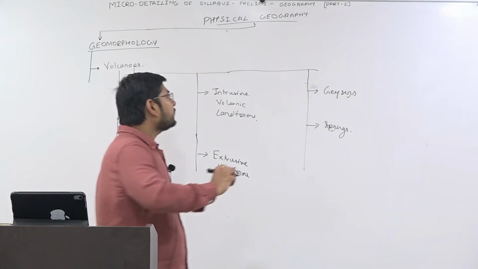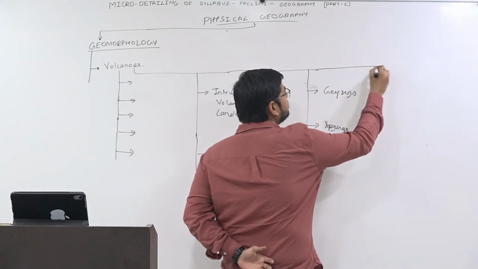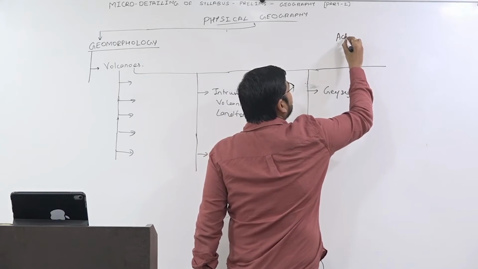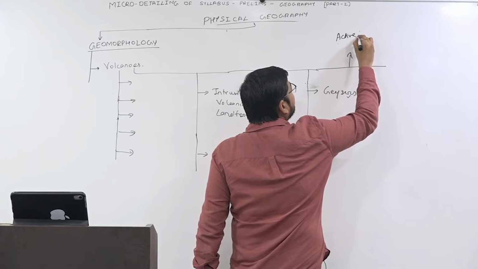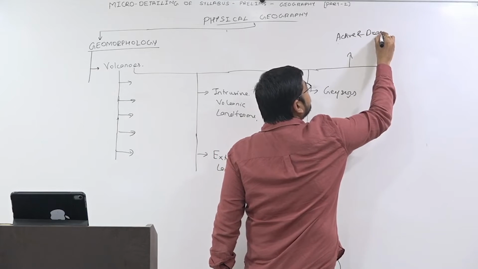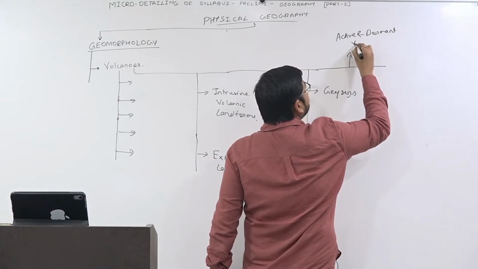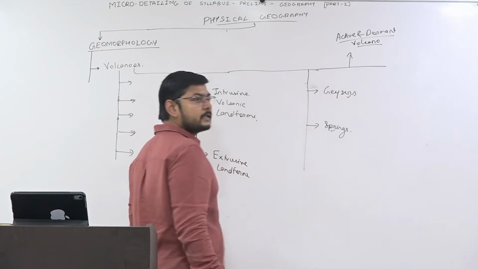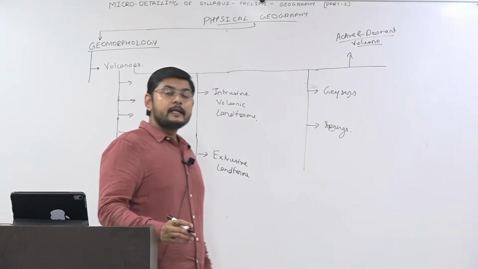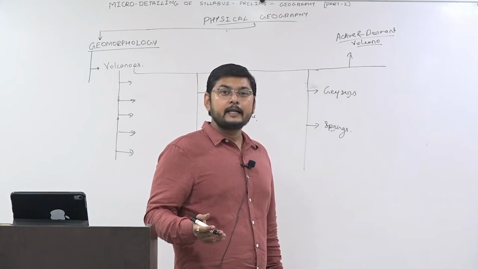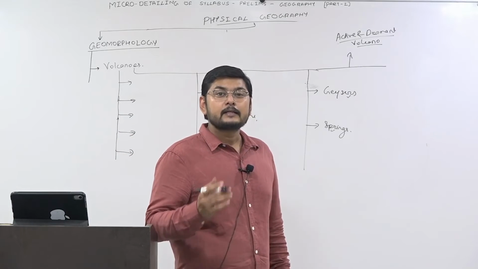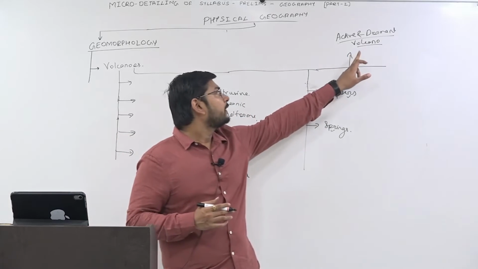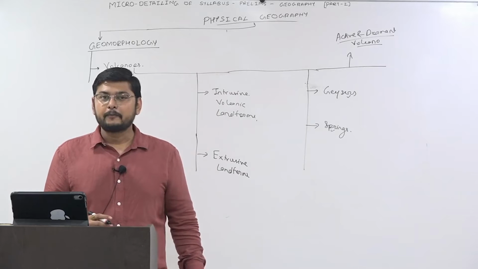Then we'll be looking at the two major types of volcanic activity, that is active volcano and dormant volcano. Active and dormant volcano, what is the difference between them? Does India have a volcano? Does India have an active volcano? Does India have a dormant volcano? So these things we will study in the part on active and dormant volcano.